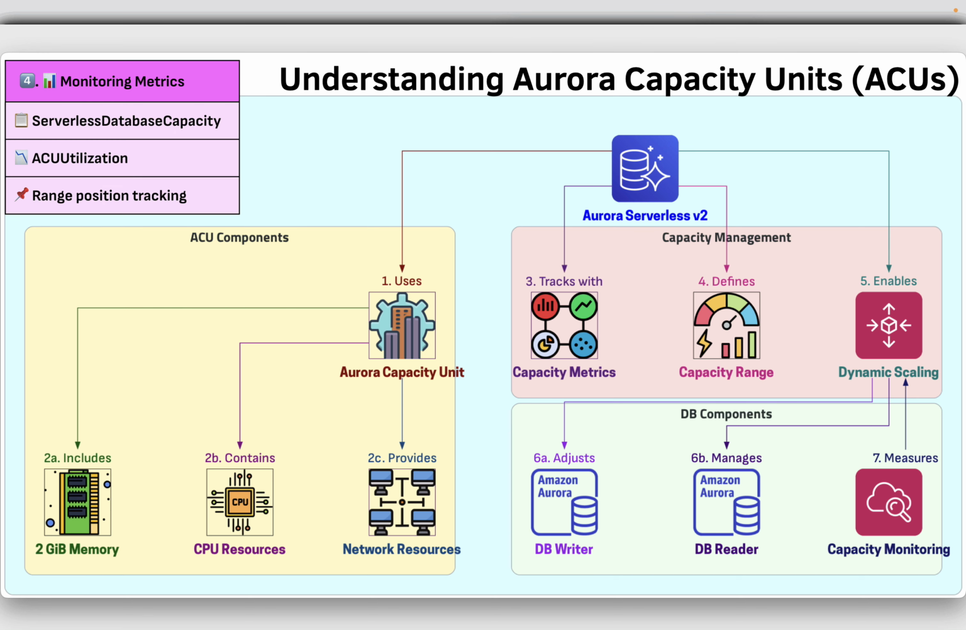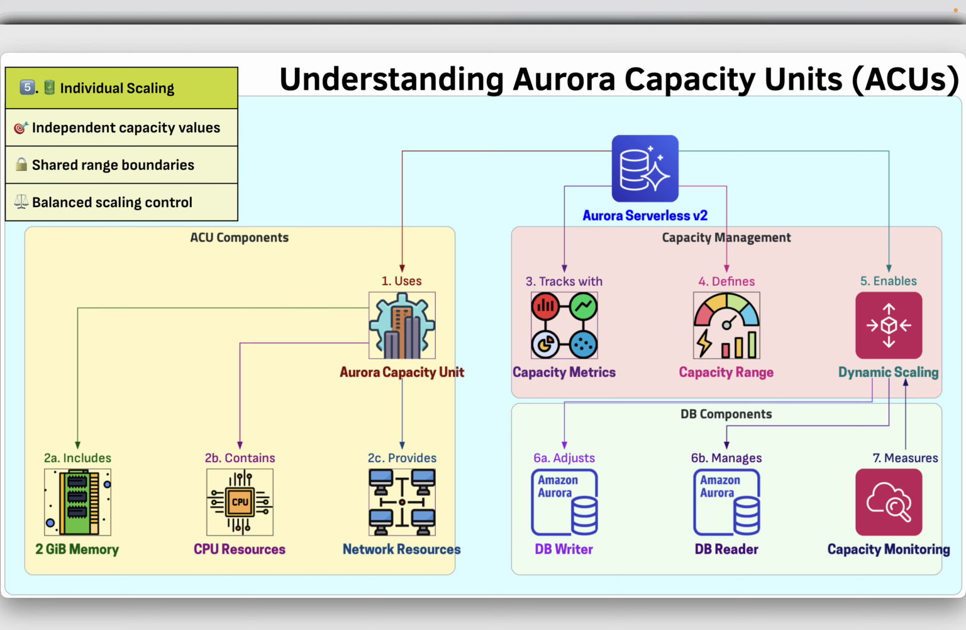The system provides two key metrics: serverless database capacity and ACU utilization, to help administrators monitor actual database capacity usage and its position within the specified range. While each writer and reader maintains its own capacity value, they all operate within the same defined capacity range for the cluster. This allows for independent scaling while maintaining consistent boundaries.